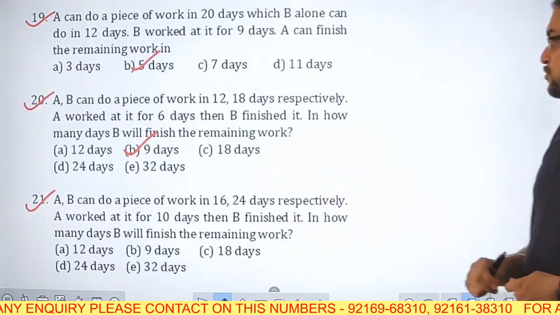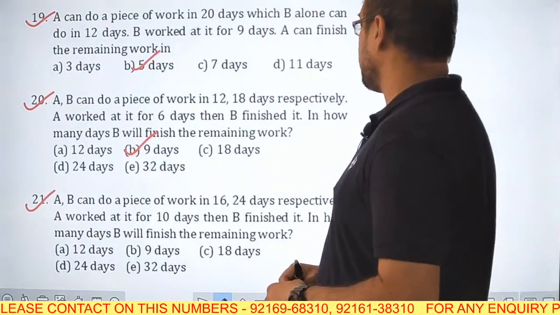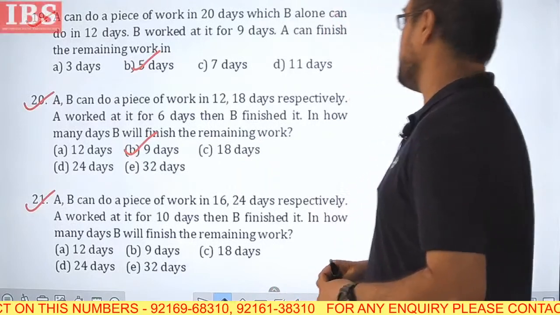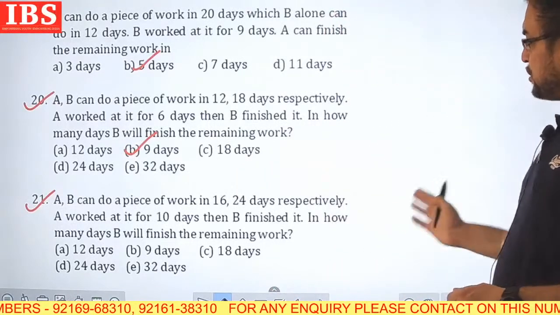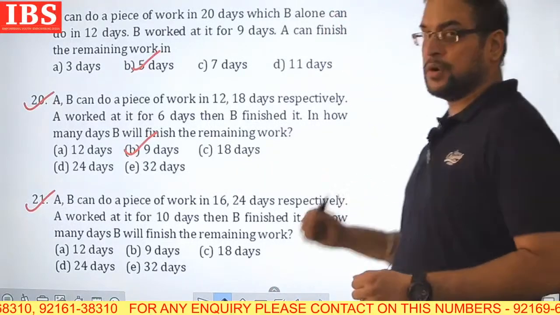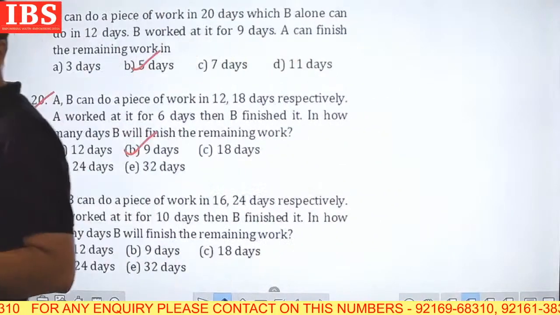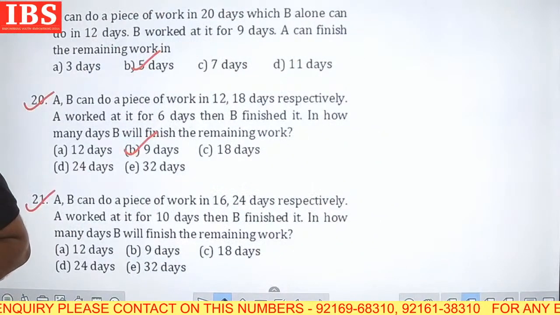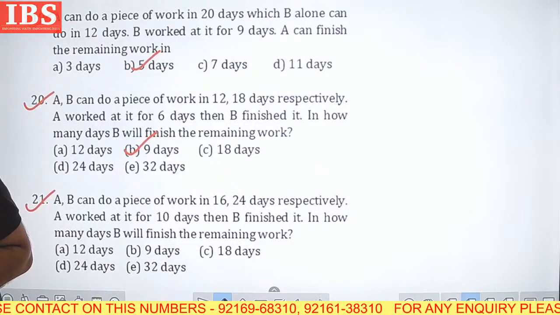The 21st question says A and B can do a piece of work in 16 and 24 days respectively. A worked at it for 10 days and B finished it. In how many days will B finish the remaining work? This is the question that is given. So do this question and then we go to the next one.